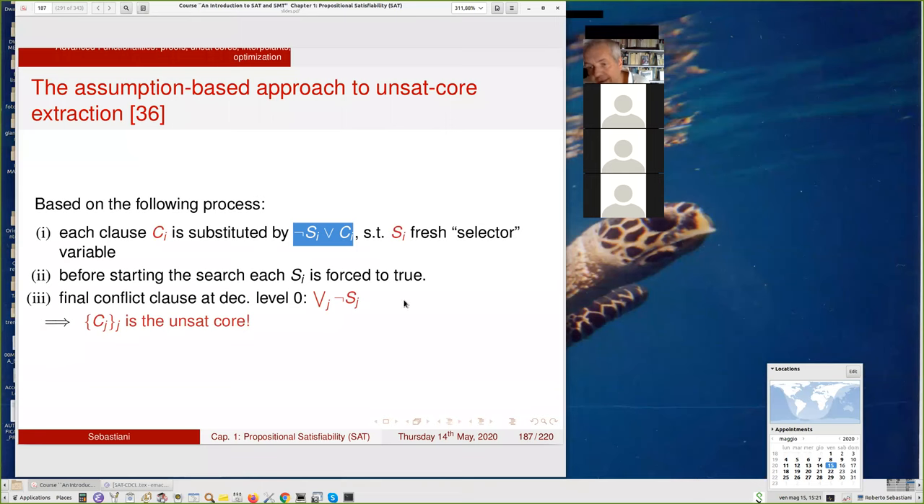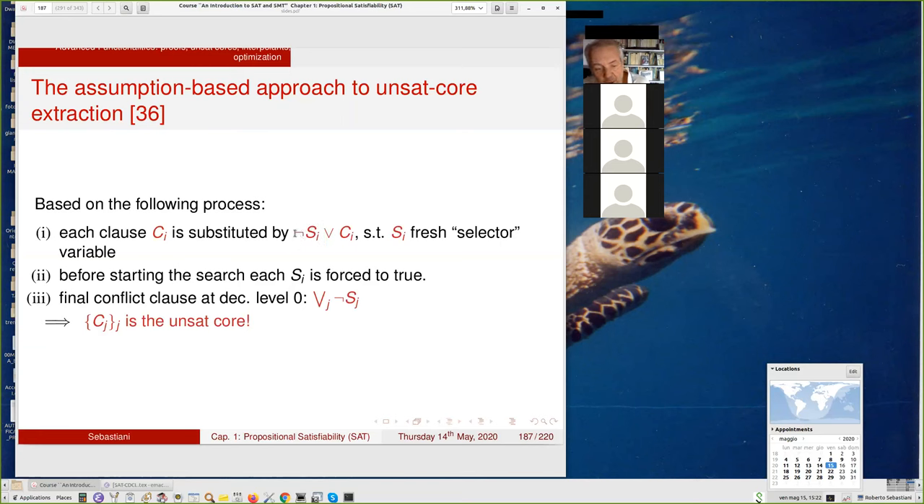So when you do conflict analysis on that, going backwards, you build up a conflict clause which will contain, suppose that in the very last step I use only decisions, we go back until all the decisions. Then we contain not SI if CI, if this clause had a role in proving the inconsistency.